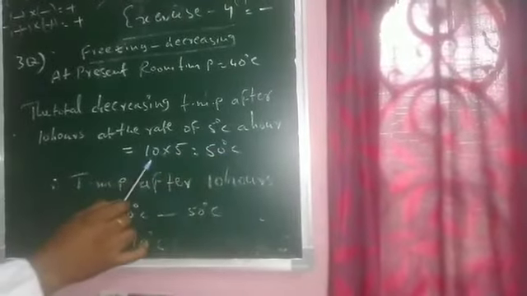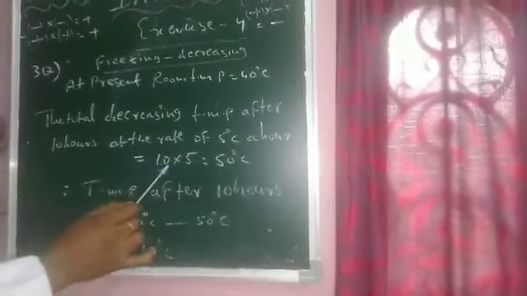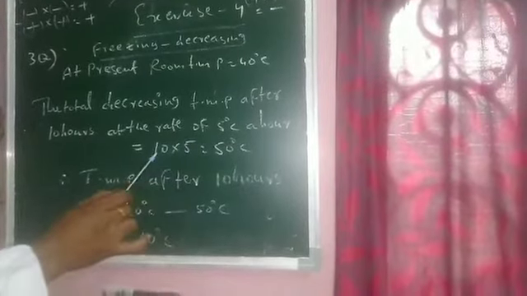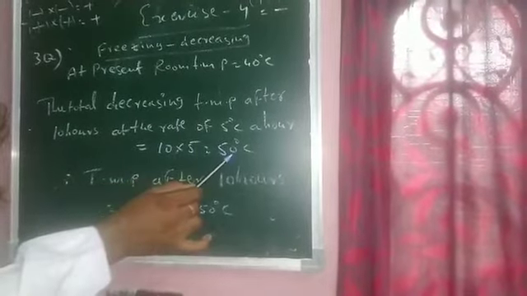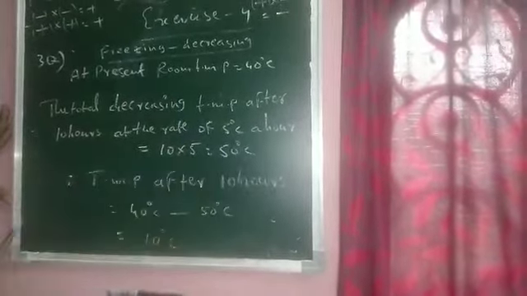An hour means 5, so 10 hours means 10 into 5. Every hour, 5 degrees centigrade is decreasing. 10 into 5 is 50 degrees centigrade of temperature decrease.